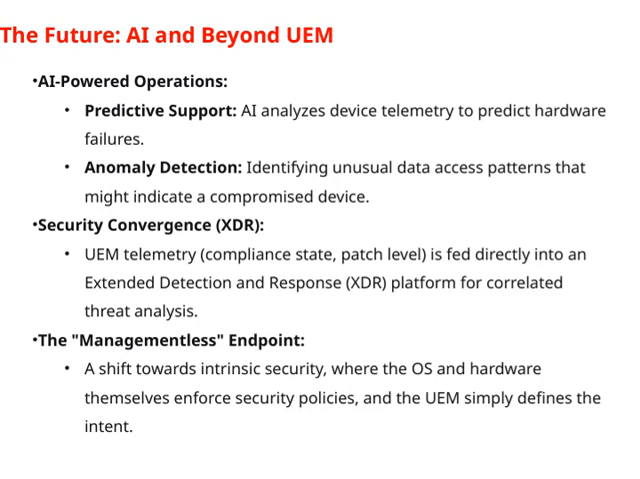Let's dive into how AI is transforming operations today. First, we have predictive support. AI analyzes device telemetry data to forecast potential hardware failures before they happen, allowing us to address issues proactively. Next is anomaly detection, where AI identifies unusual data access patterns that could signal a device has been compromised, helping us catch security threats early. Moving on to security convergence, specifically XDR or extended detection and response.